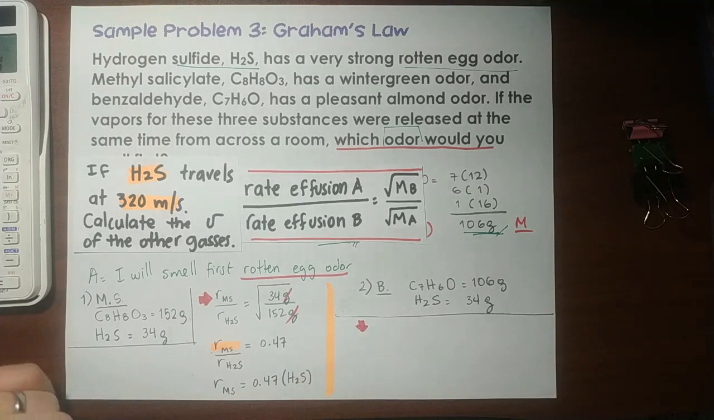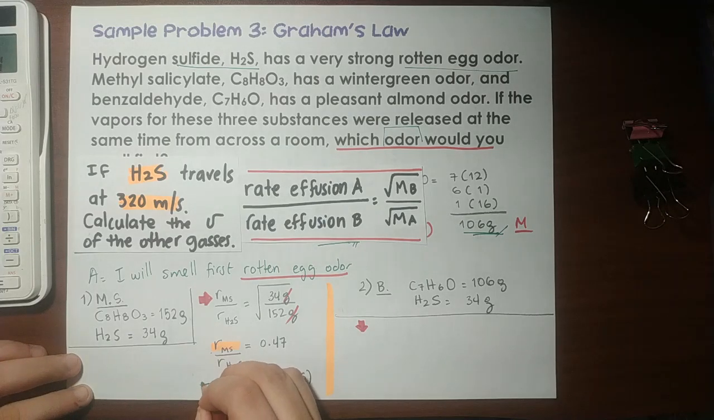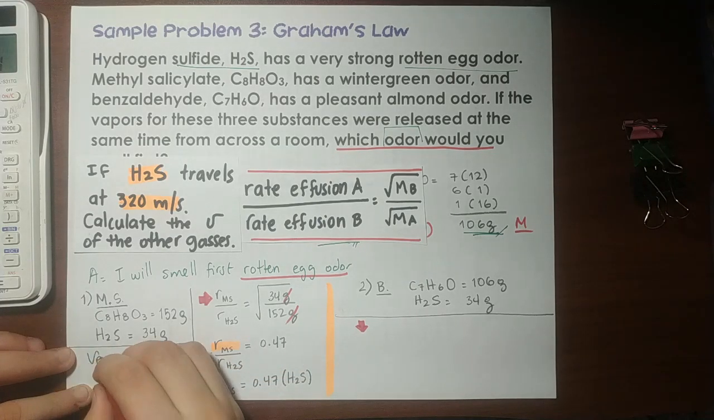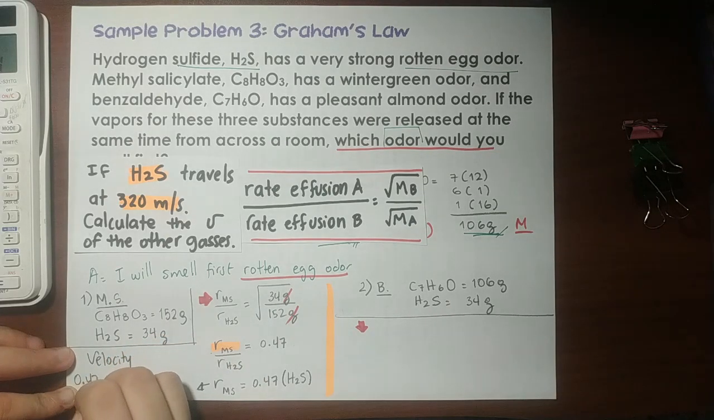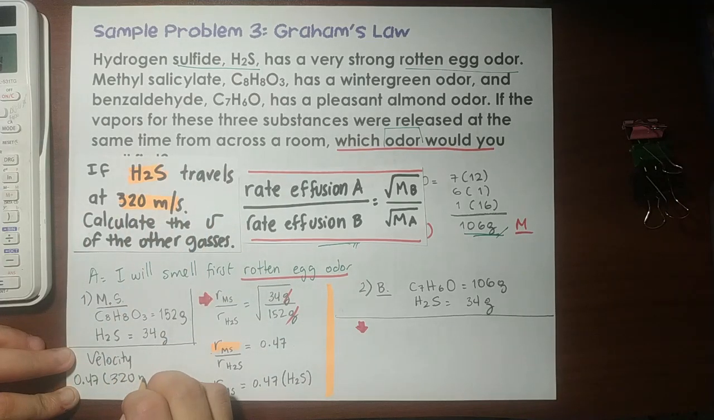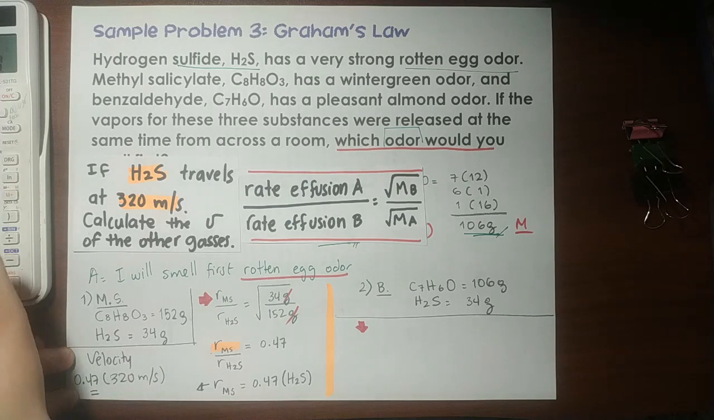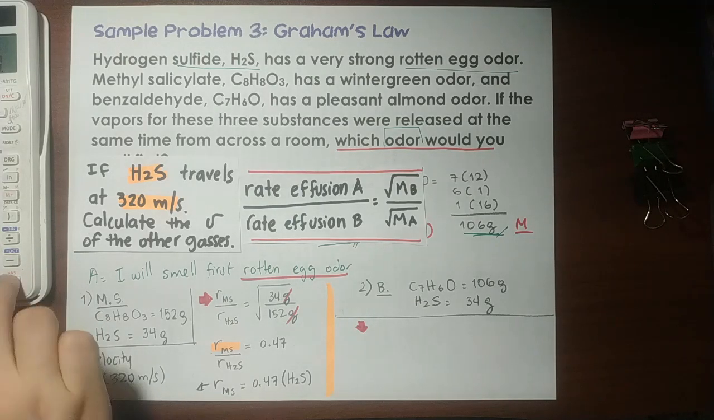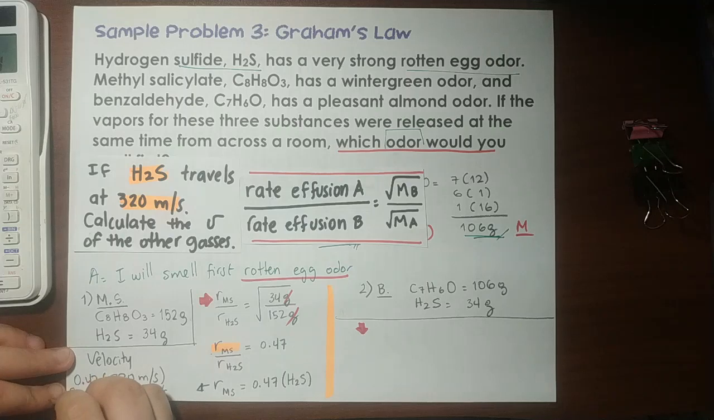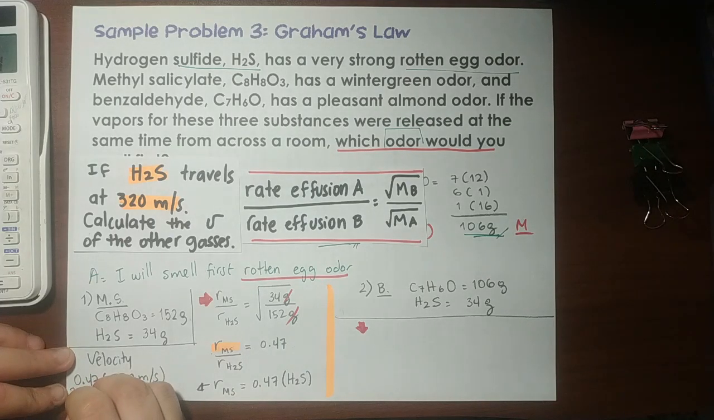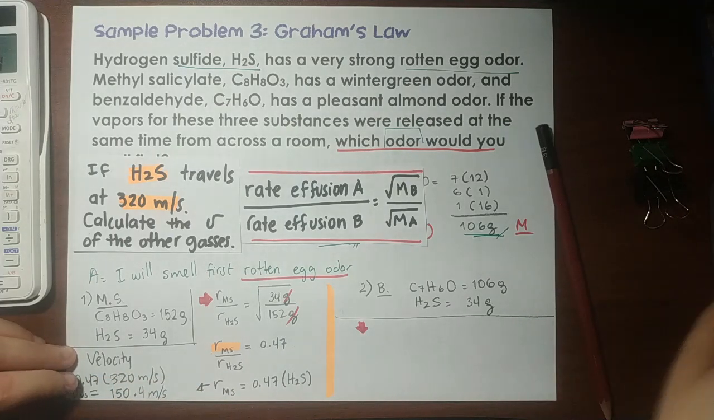Now, at what velocity is this? The velocity is going to be equal to 0.47 times the given, that is 320 meters per second. This is equal to 150.4 meters per second. This is the velocity of methyl salicylate. This is one of my answers.